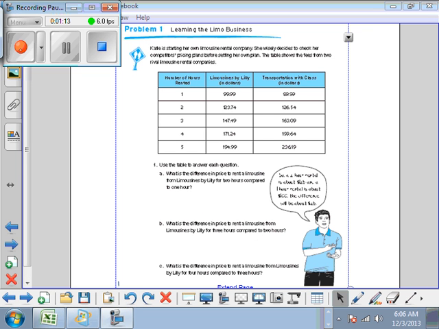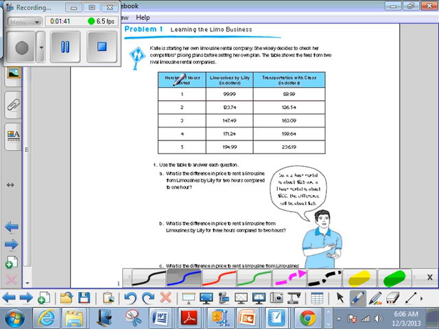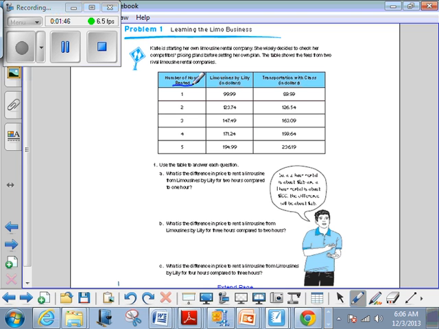Okay, so it says for problem 1, learning the business. Katie is starting her own limousine rental company. She wisely decides to check her competitors' pricing plans before setting her own plan. The table shows the fees from 2 rival limousine rental companies. So look at the table. Notice your independent and your dependent variables. We have the number of hours rented, which is our independent variable, and then our other variables.